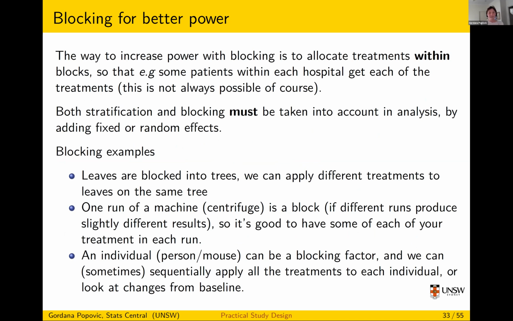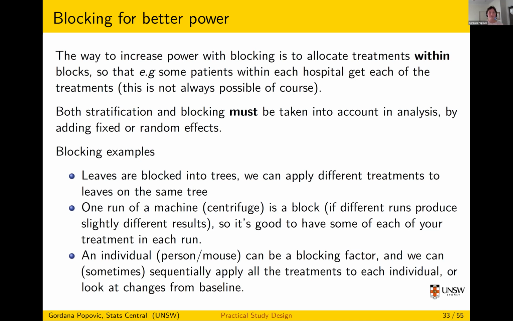So the way to increase power with blocking is to allocate treatments within blocks. So not across blocks, but within blocks. For example, in the patients in hospitals example, you would allocate each of the treatments to some of the patients within each hospital. So you don't say hospital A is in treatment 1 and hospital B is in treatment 2. You go to each hospital and some of the patients get each of the treatments. So you're allocating all the treatments within the blocks.